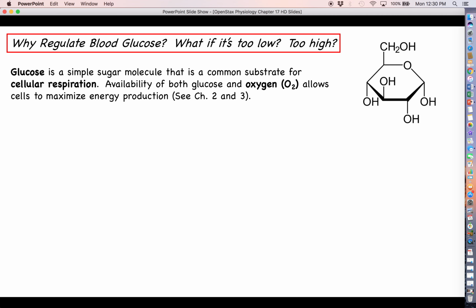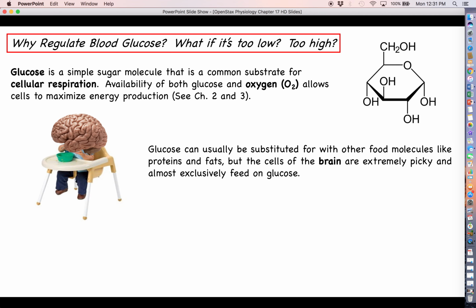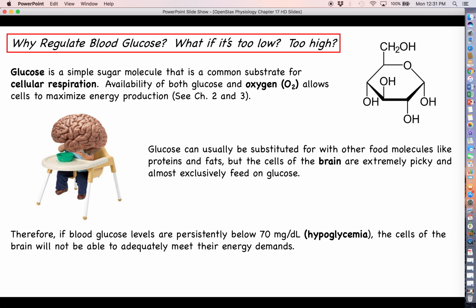A lot of cells in the body, pretty much all the cells in the body, are capable of using glucose for making ATP, provided that oxygen is available, right? So most of the cells in the body don't have to use glucose. All cells can use glucose, but most cells can actually use other things like proteins and lipids to make energy. But here's why we have to have glucose around.